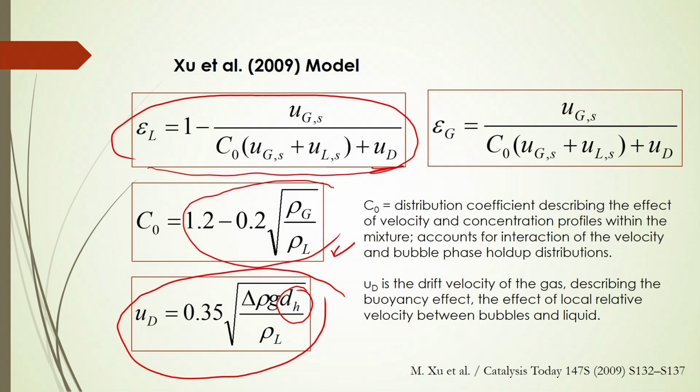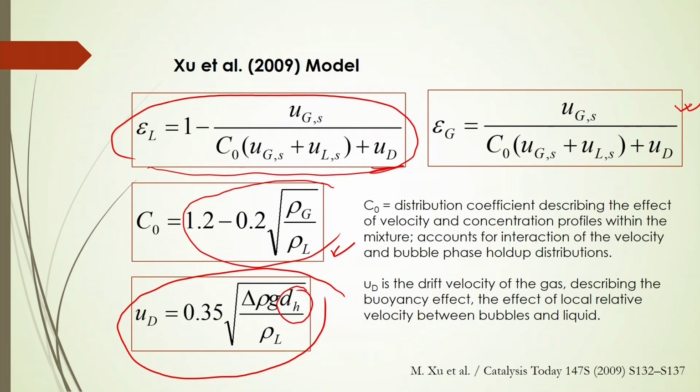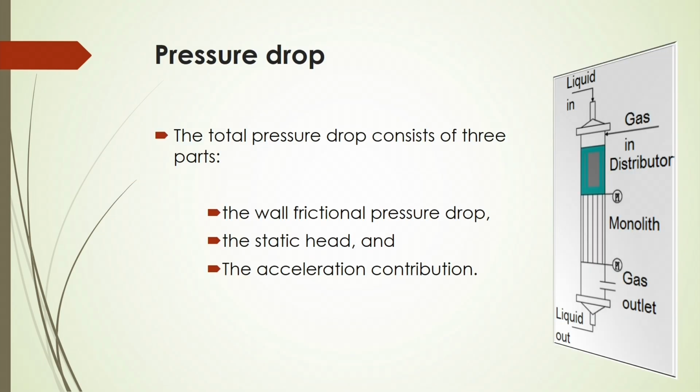So, once you have this C0 and UD, you can directly calculate what should be the liquid hold up, and the gas hold up you can simply calculate by the equation given here. Epsilon g is called gas hold up and epsilon L is called liquid hold up. The summation of liquid hold up and gas hold up should be equal to 1 for a gas liquid system. And another important factor is pressure drop.